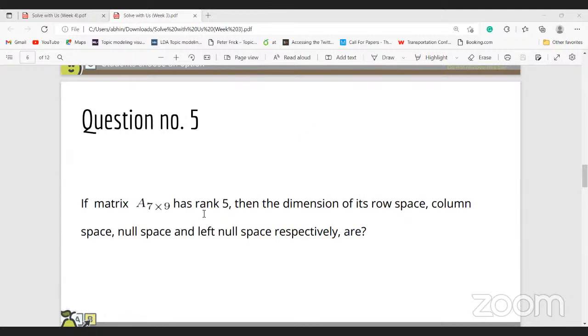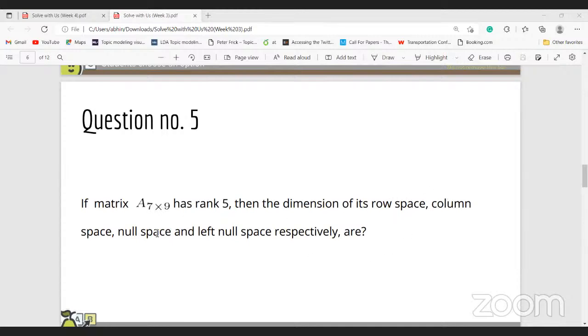So from this rank you can directly write that the dimension of row space is 5 and dimension of column space is 5, because rank is nothing but dimension of row space and dimension of column space, which are always equal. One of the persons, I think Vipin, wrote 4. You should know that dimension of row space and dimension of column space are always the same, as this is equal to rank. So the first two answers are 5, 5.